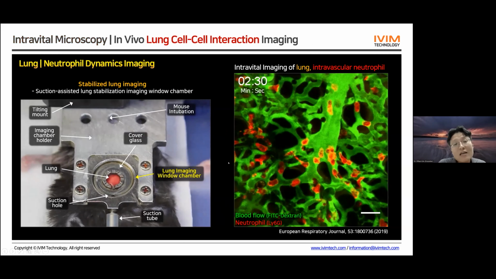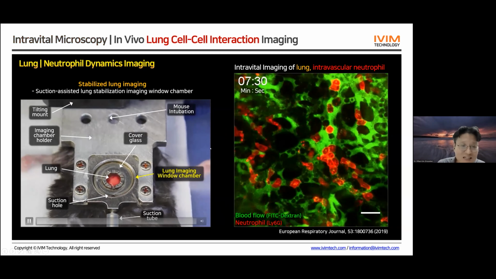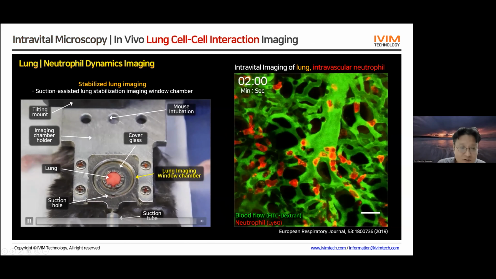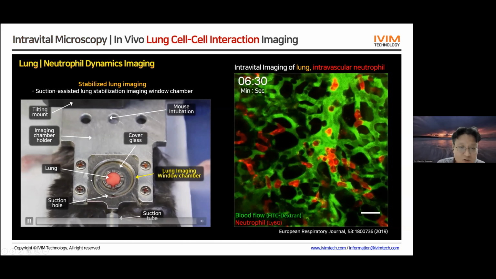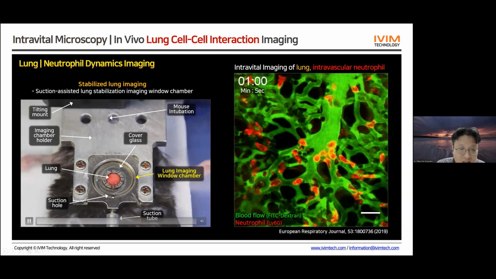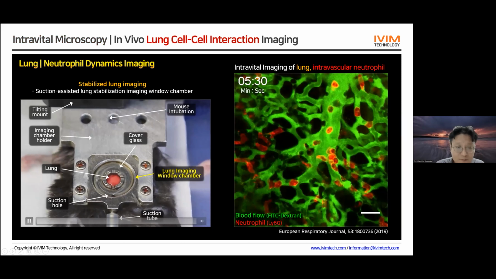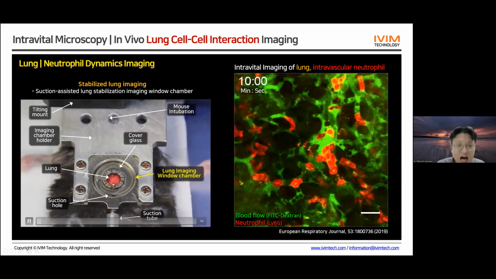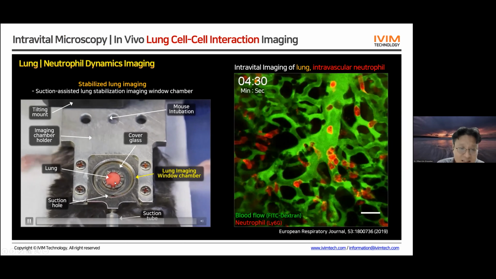This is how we manage the lung motion for our intravital imaging. On the left side, you're looking at the mouse model prepared for lung imaging. In the middle, this is our lung imaging window chamber. You can see this small suction hole here. We can suck out the air from this chamber and build up enough negative air pressure to stabilize the motion of the lung against the transparent cover glass like this.